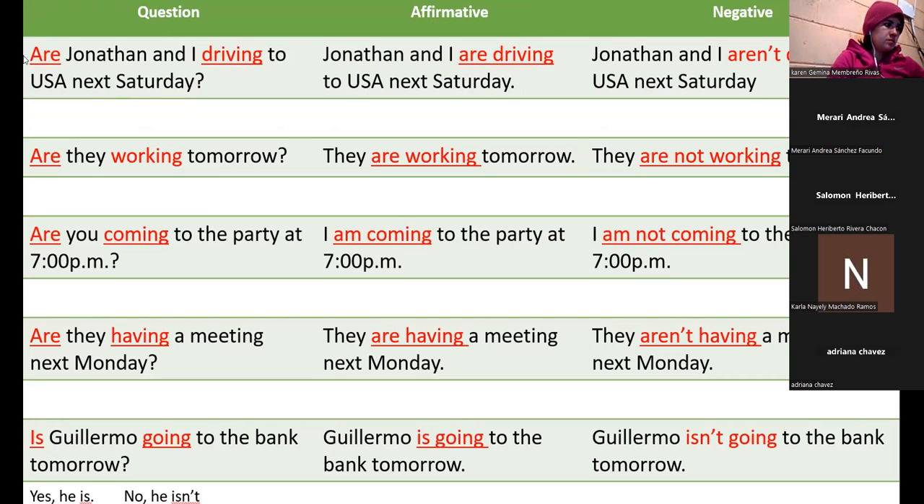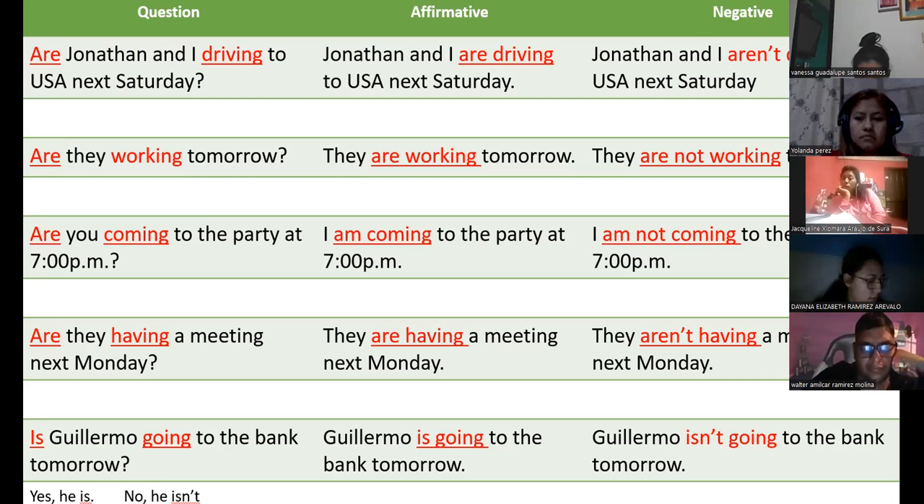Recordemos la estructura, ¿verdad? Del verbo be adelante, luego el sujeto, luego el verbo ing y luego pues el complemento, ¿verdad? Y lo mismo acá en afirmativo vamos sujeto, verbo y complemento. Igual en negativo le ponemos el not al verbo be. Entonces, vamos a leer la segunda. Who wants to read the second one?